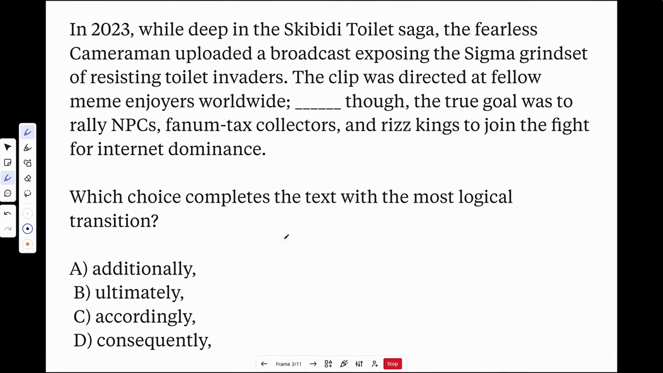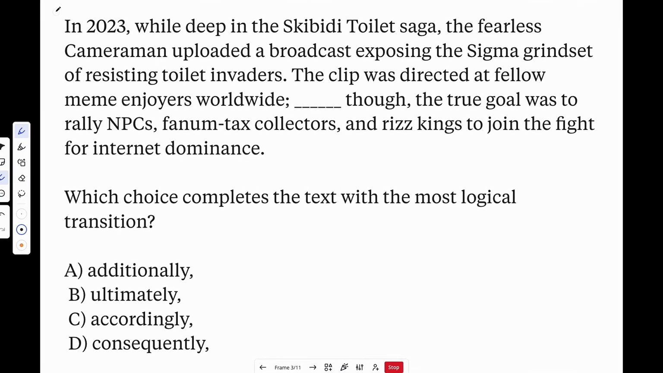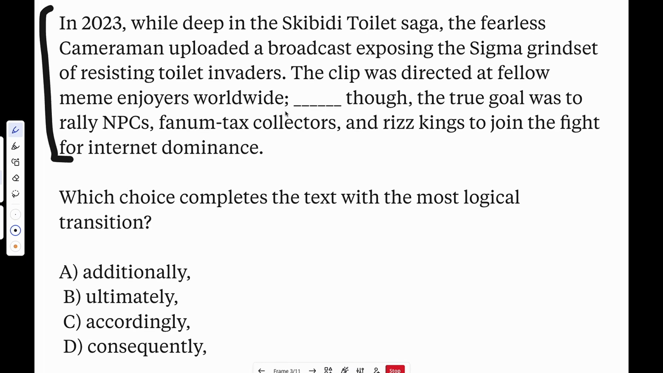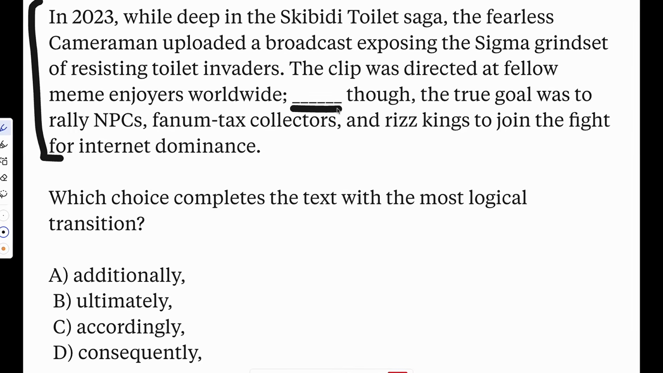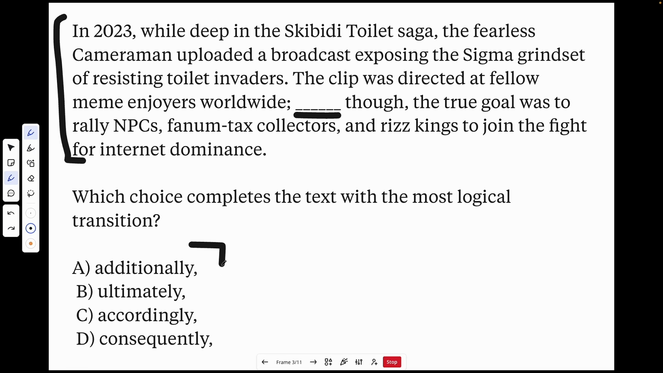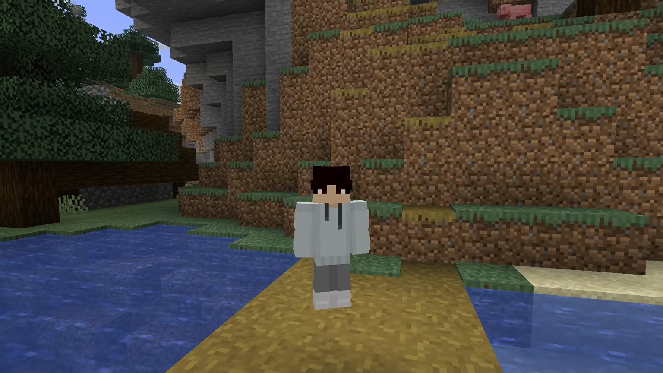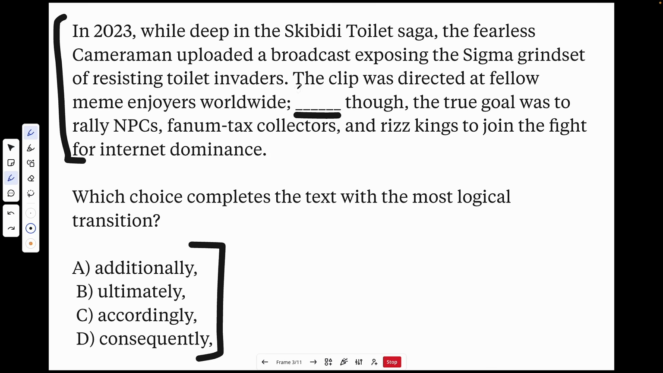When you see these problems, don't read the answer choices first, just immediately start by reading over the passage. And after you do that, essentially just predict what the answer choice will be, similarly to how you did with the SEC ones, and then see which answer choice you're given is most similar to the one you had guessed originally. So if you read the sentence, you essentially need a word that somewhat contradicts this first part here. The clip was directed at fellow meme enjoyers worldwide. So something that kind of contradicts with it, maybe not entirely, but something that has a little bit of a difference. So I would guess ultimately for here. Also one of the choices, so that's definitely going to be correct for this problem.